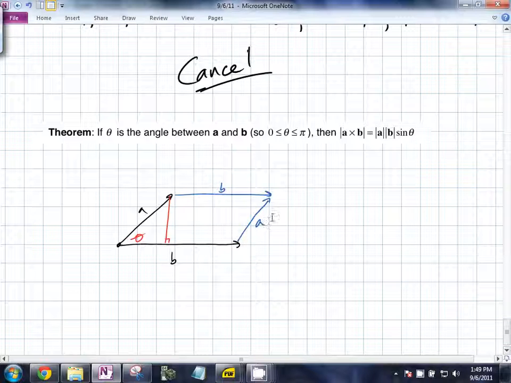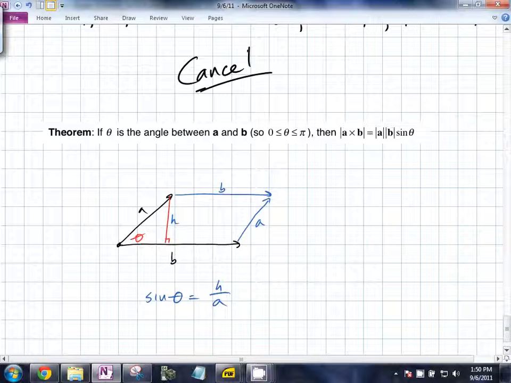Can someone tell me what the height of this parallelogram is? H. Yes, congratulations. It is H. Good answer! What is it? A times sine theta. Okay, you want to use sine? Okay. So we know that, I'll write it this way. Sine of theta is equal to what? H over A. Is that okay? So, therefore, what does H equal? A sine theta. Well, in this case, it's the magnitude of A.